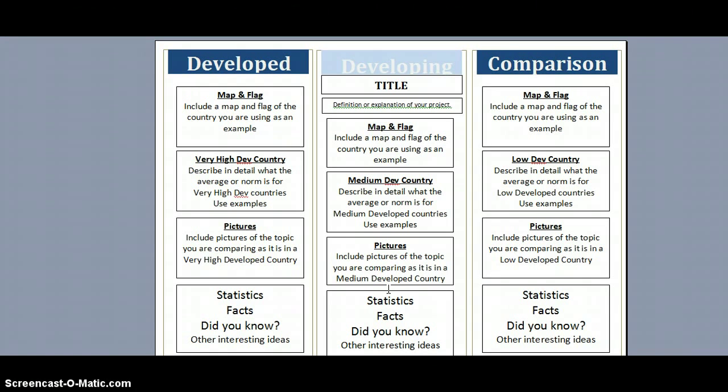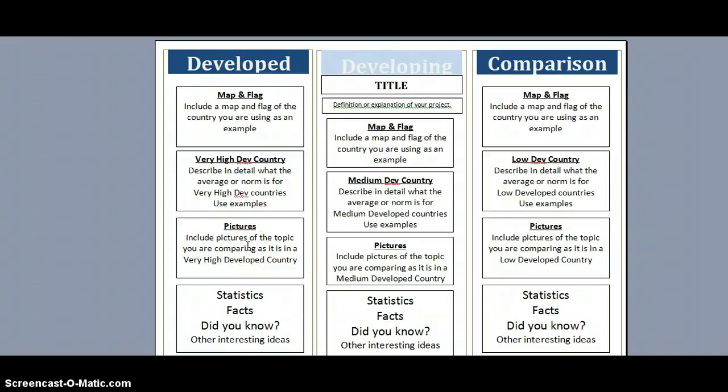So if you choose this category, you're going to choose three countries. A very highly developed country, a medium developed country, and a low developed country. And you would have a map and a flag for each of those countries here. You would describe in detail what the average or norm is for those countries. And you would take some pictures of each of them, and then you would have some facts and some statistics.